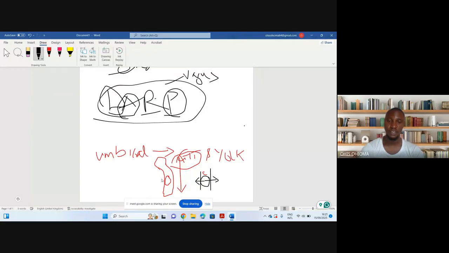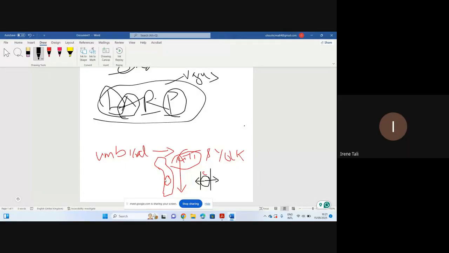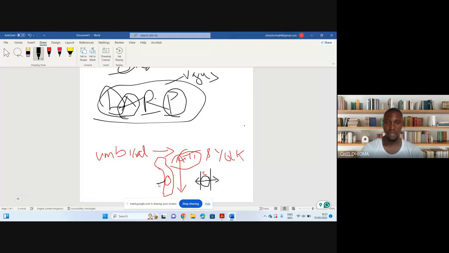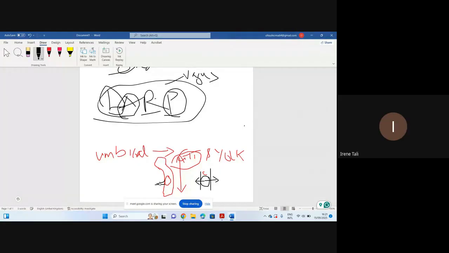So what happens basically around the 6th week or so, the GI herniates through the umbilicus. We call this physiological herniation.